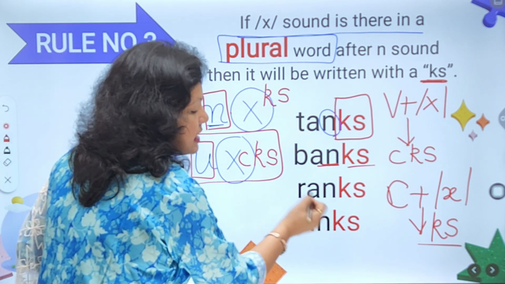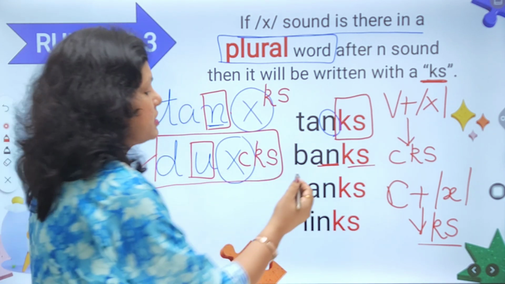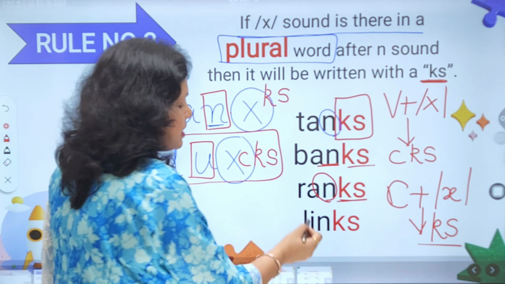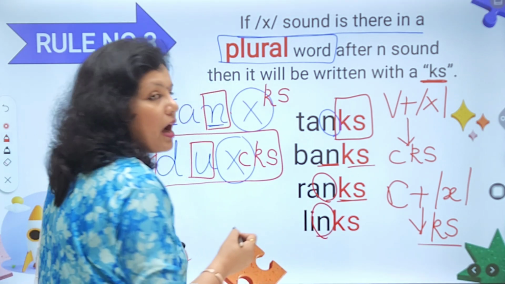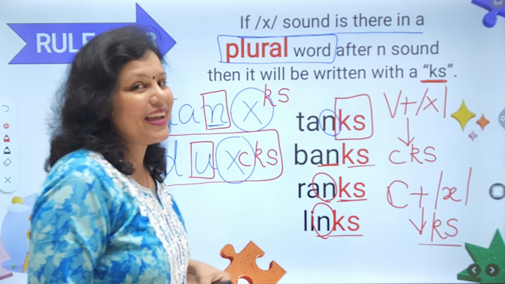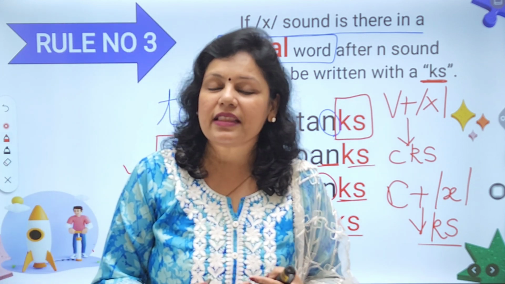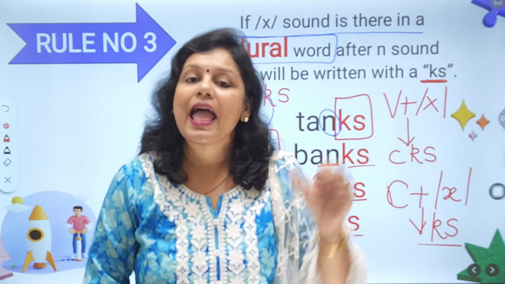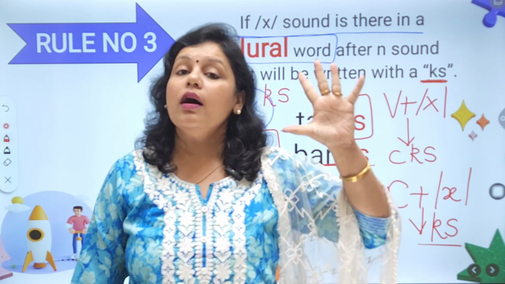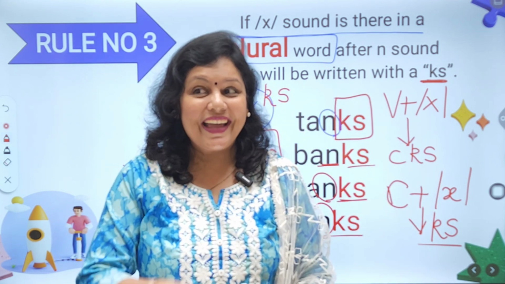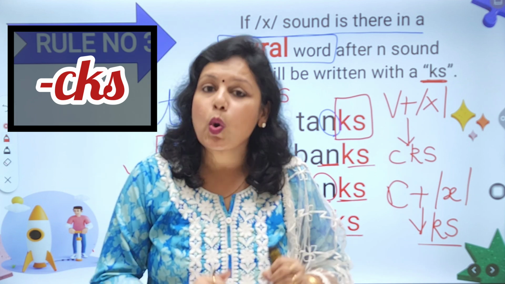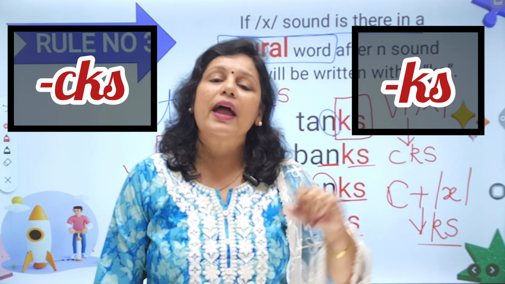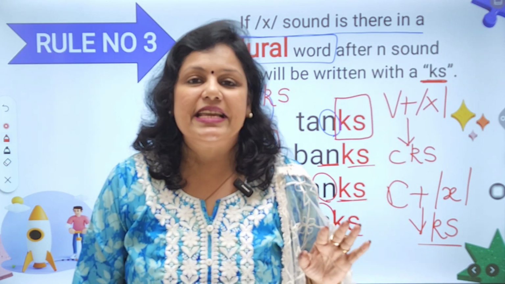Where are you getting the X sound in this word? Ranks. Since you are getting it after a consonant, that is why you will write KS. Links. Where is the X sound coming? It is coming after the consonant, and that is why you will write KS. So again, try to understand this. If the X sound comes after a short vowel sound, that is A, E, I, O, then in that case you are going to write CKS. But if your X sound is followed by a consonant, then what will you write? You will only write KS. You will not write CKS there.